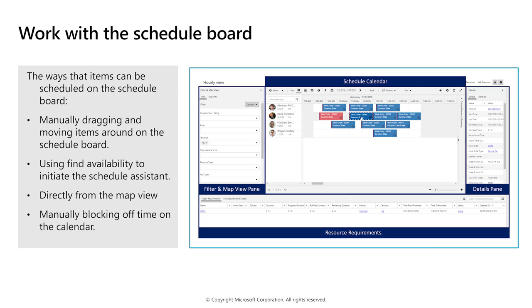And we have a map view, and the map view will show everything, all the locations for all the jobs, and we can drag and drop things between it. We also have additional functionality available.